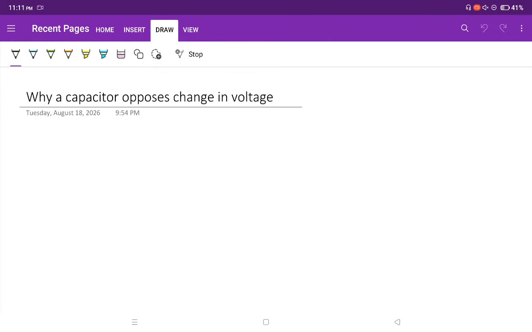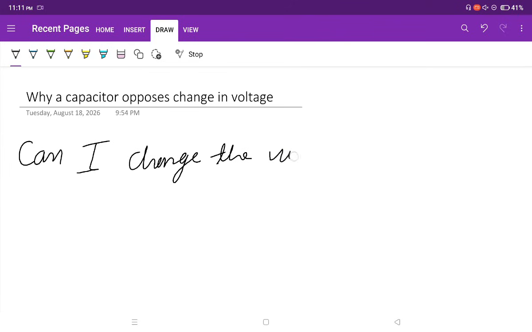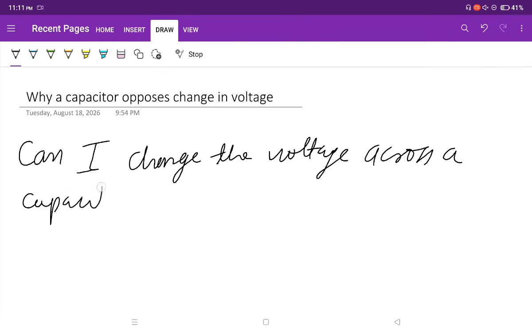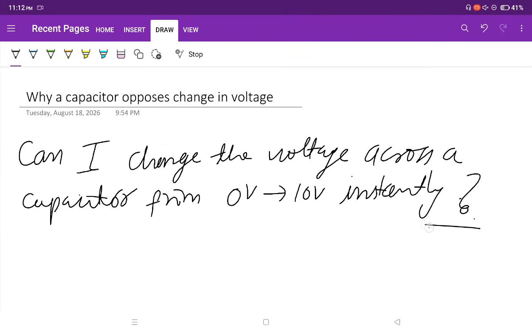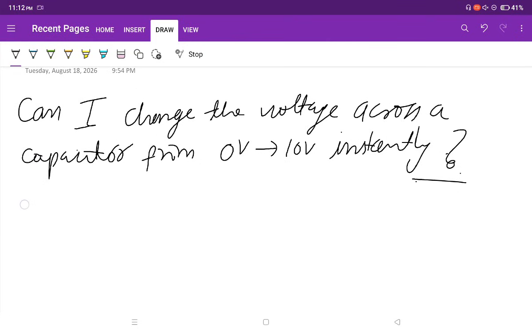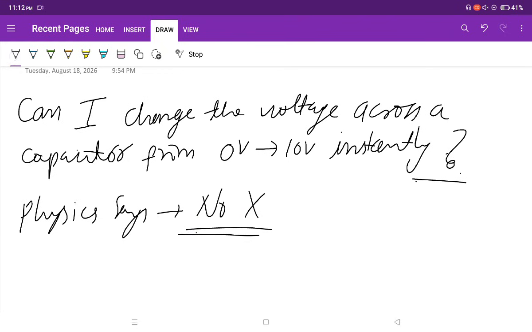Let's discuss why a capacitor opposes change in voltage. Let's begin with a small, interesting question. Can I change a voltage across a capacitor from, say, 0 volts to 10 volts instantly? Theoretically it seems like yes, we can do it, correct? But physics says no, you cannot do that. Let's find out why.